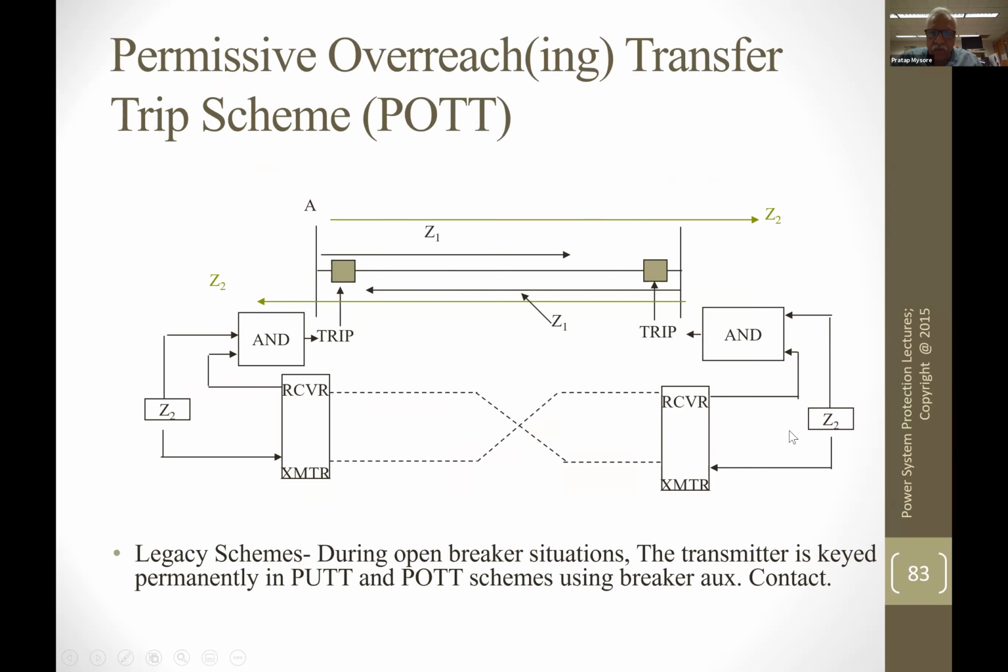As soon as zone 2 picks up at the remote end, it keys the transmitter there at the remote end. As soon as zone 2 picks up at the local end, it keys the transmitter. This information goes to the remote end receiver, and zone 2 has already picked up. As soon as it receives, it trips without the zone 2 time delay that we have set for 15 cycles. Similarly, at the local end, zone 2 had picked up. It received a signal from the remote end telling that the fault was in front of the relay, and it trips without any delay.